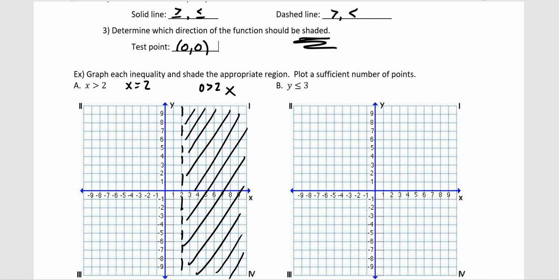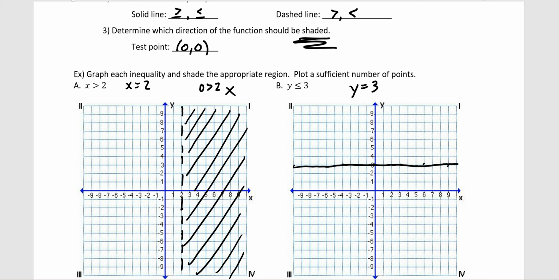Okay. So y is less than or equal to 3. Start as an equation, y equals 3. So that would be a horizontal line at 3. Let's plot some points at y equals 3. Beautiful. Solid or dashed line? Well, since this is less than or equal to, that equal to tells me it's a solid line.